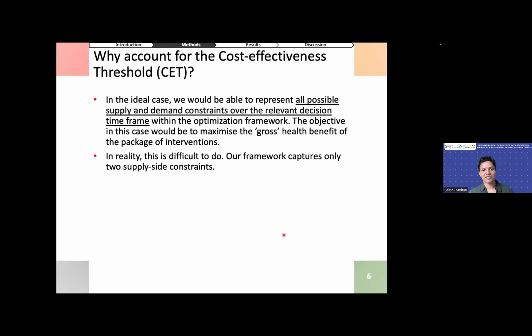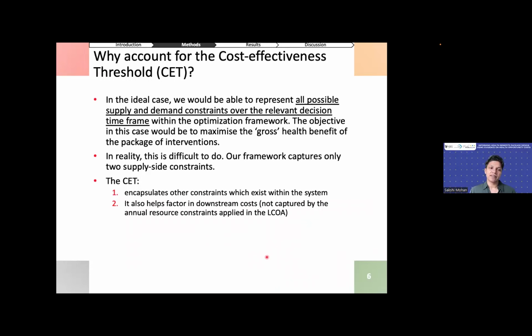In reality, as you're all aware, it is difficult to capture all constraints. Our framework, for example, only captured two supply side constraints, namely the drugs and commodities budget and the health worker capacity. And so incorporating the cost effectiveness threshold does two things. Firstly, it allows us to encapsulate other constraints on which we either didn't have data or not enough knowledge to understand which other constraints should be part of this decision-making process. But also it helps us factor in any downstream costs.